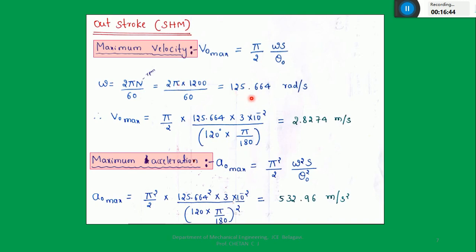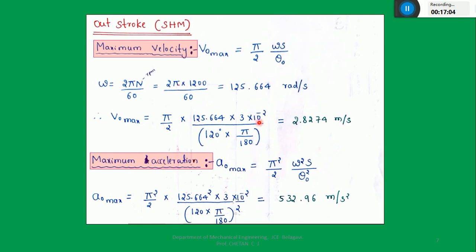You'll get the answer in radian per second. So after getting the value of this angular velocity omega, just substitute this in this formula so that you'll get the maximum velocity during outstroke. V naught max is pi by 2 into omega. Omega is this much. I'll write down this.